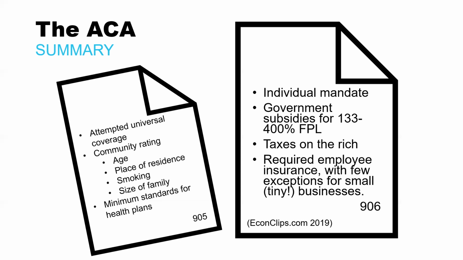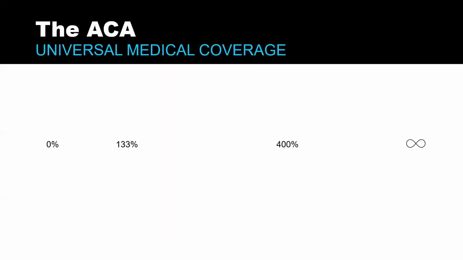So basically, if you have a company that has a certain amount of full-time employees, you have to buy them health insurance as a benefit. So this basically incentivized small businesses to stay small and big businesses to hire part-time workers, which was an interesting consequence. So more about the universal medical coverage and the percentage of the federal poverty line.